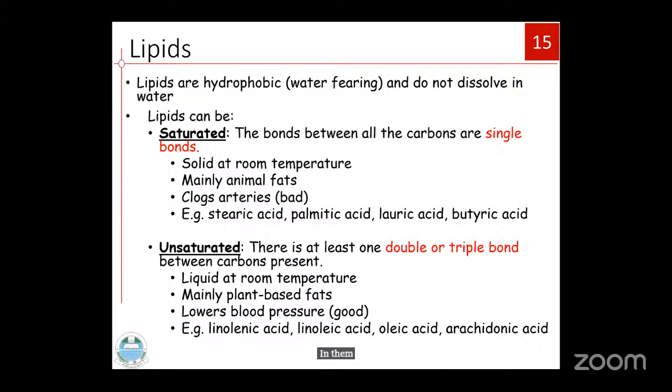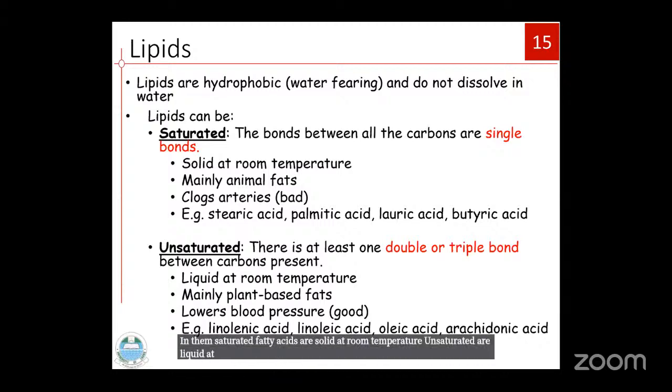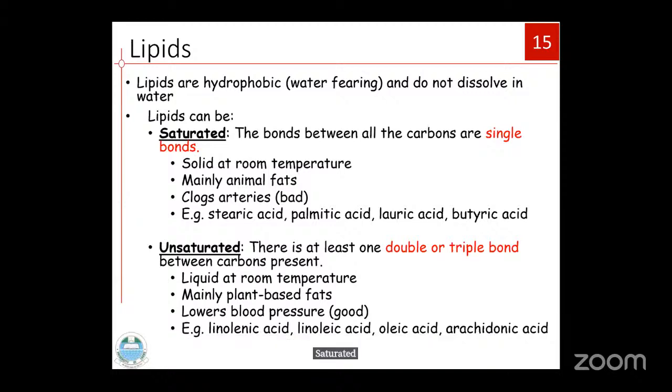Then saturated fatty acids are solid at room temperature. Unsaturated are liquid at room temperature. Saturated are animal fat-based. Unsaturated are plant-based fats.